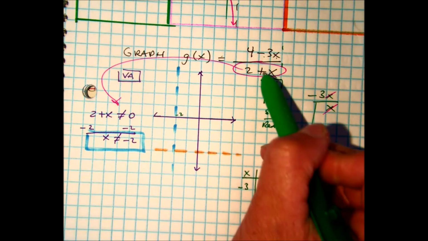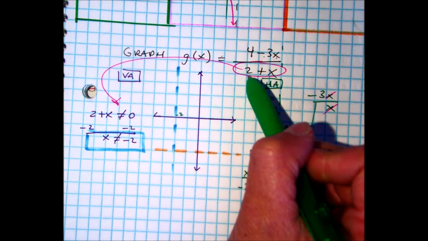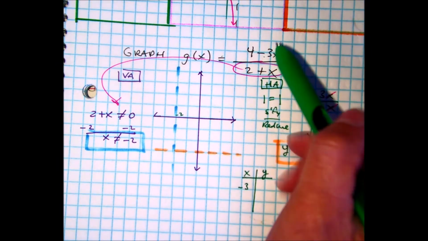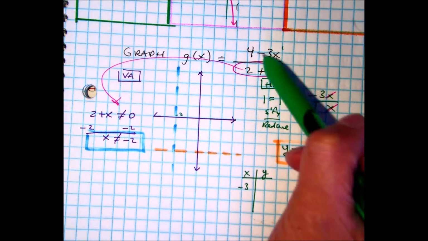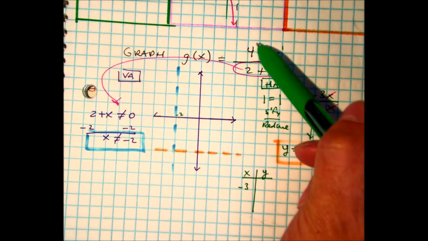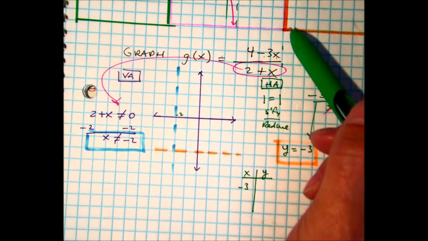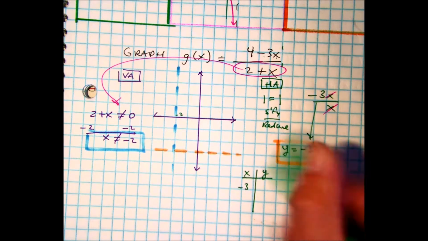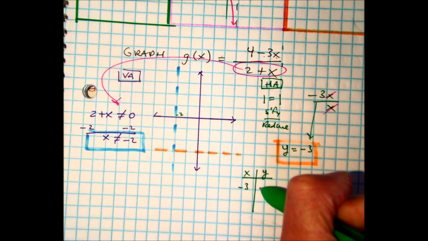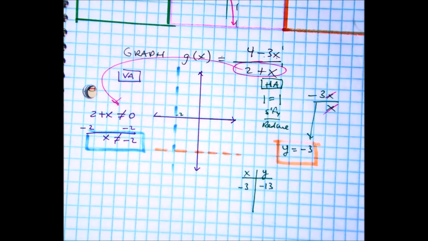Class, what's negative 3 plus 2? 1. Negative 3 times negative 3. Positive 9. And positive 9 plus 4 is? It's 13. So 13 divided by negative 1 is? Negative 13. Okay. What does that tell me?